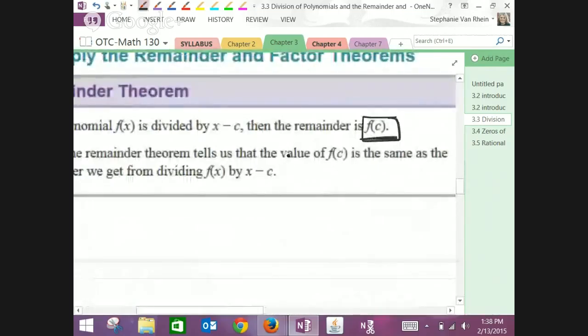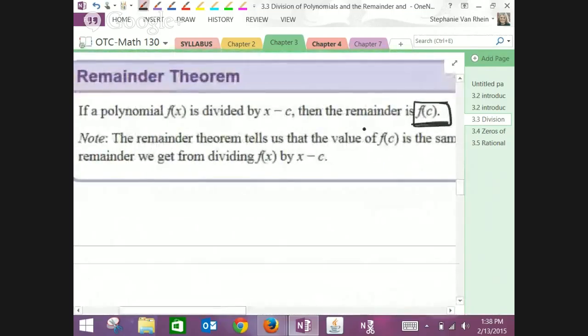And that's what it's saying here. The remainder is plugging in c into the function. That's why we care so much when the remainder is 0, because that tells me it's a root. It's going to cross the x-axis there. When I'm graphing it, that's all I really care about. Does it cross the x-axis here or not? This technique gives us potential ways to show it's going to cross the x-axis.